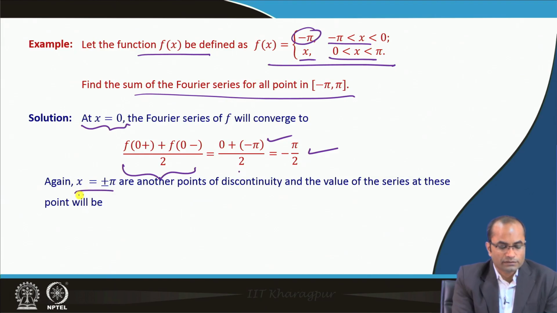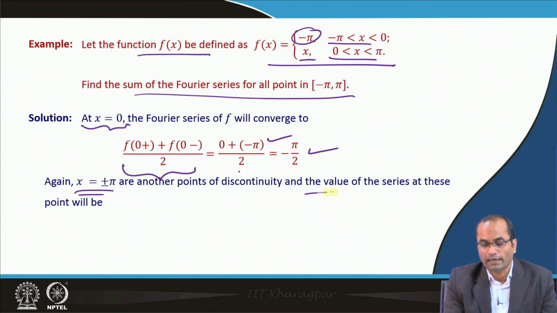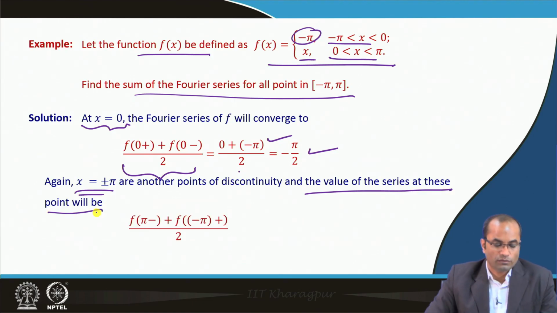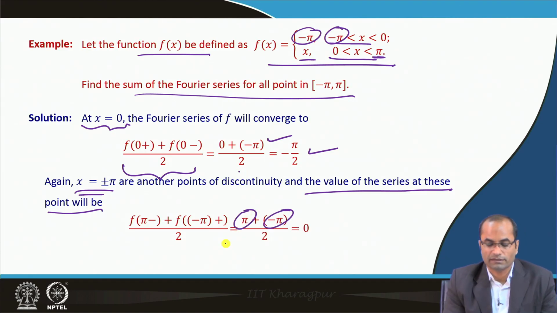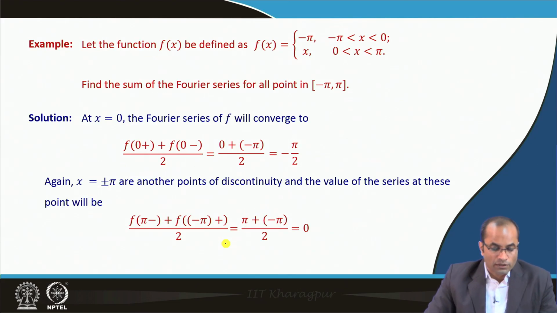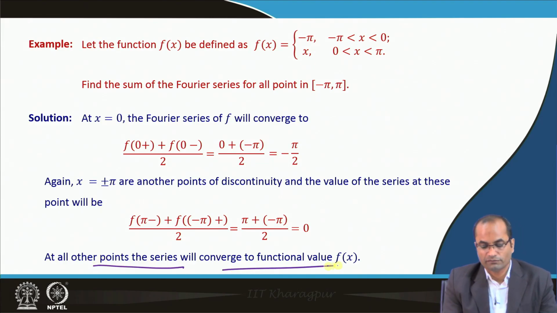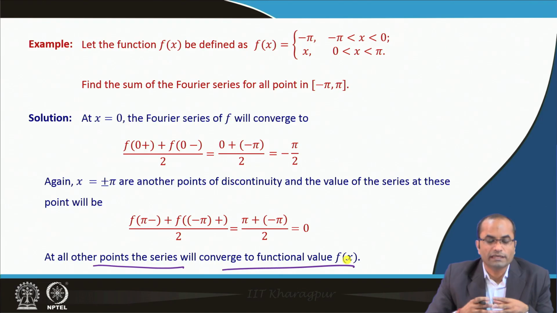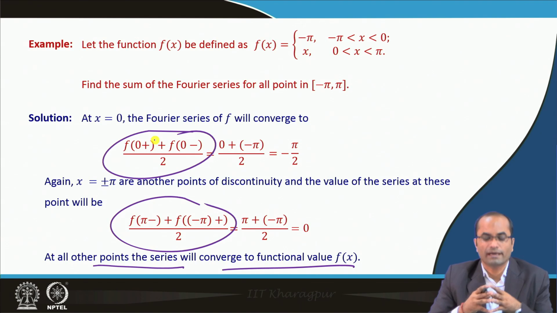There is another point of discontinuity at plus pi and minus pi, and these are the end points of the interval. The value of the series at this point will also converge to the average value, f(pi-) from this side and f(-pi+) from that side. So, this is going to be pi and then minus pi divided by 2. So, this will converge to 0, and at all other points the series will converge to the functional value, because the function is continuous there. So, all these average values will be exactly equal to the function value.